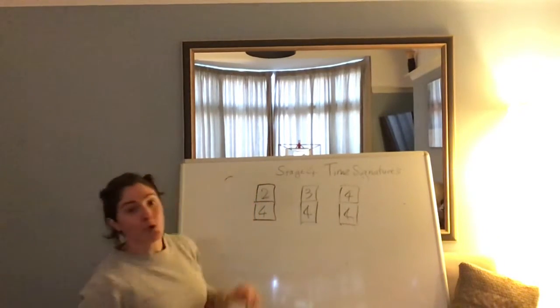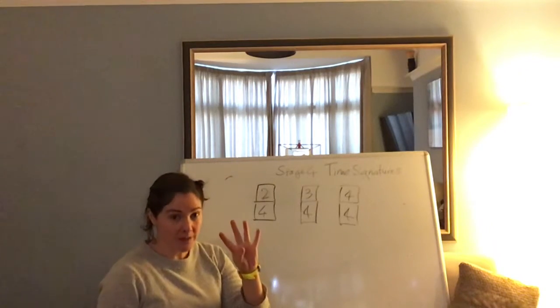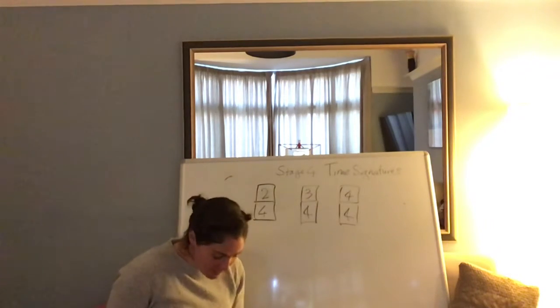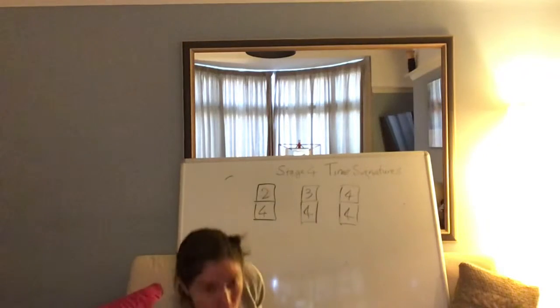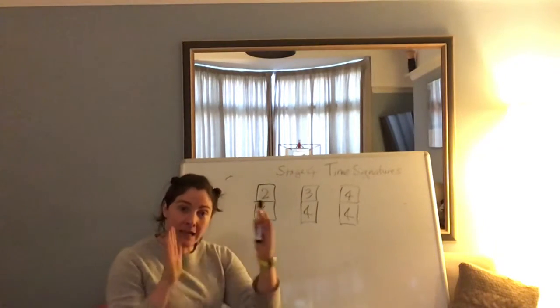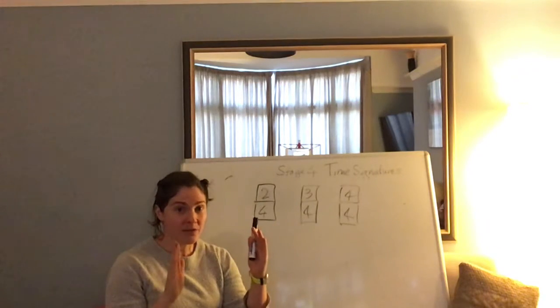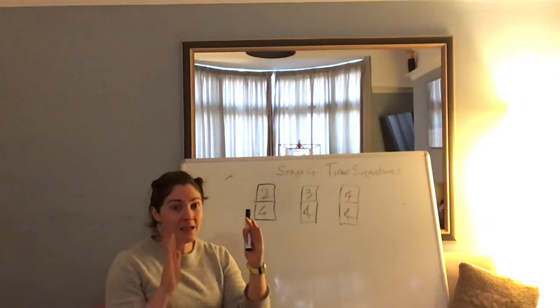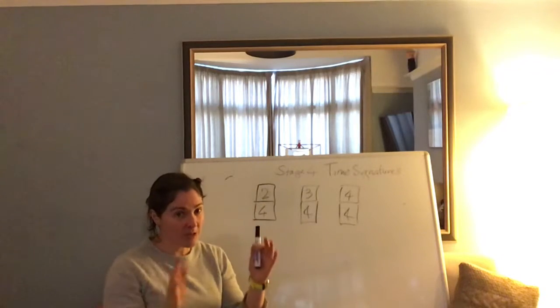And 4/4, which means you have 4 crotchet beats in every bar. Now, that doesn't mean they just have to be crotchets or tars. They can be any rhythm as long as the length of that rhythm takes up that amount of time in a bar. So hopefully that will become clear as we go.